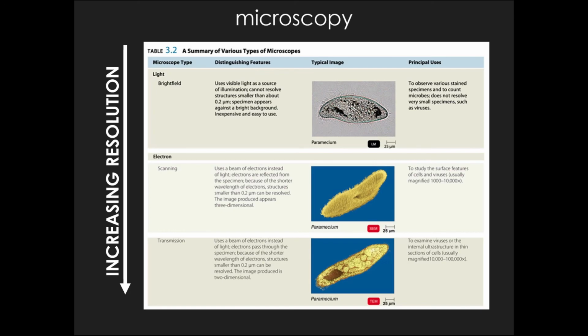So bright field microscopy usually is thought to be able to increase the resolution such that you can magnify something about 2,000 times its size, and still be able to make out most things. Scanning electron microscopes are capable of magnifying a specimen 1,000 to 10,000 times their size, and transmission electron microscopes, because they have the greatest resolution, are capable of magnifying specimens 10,000 to 100,000 times their size.